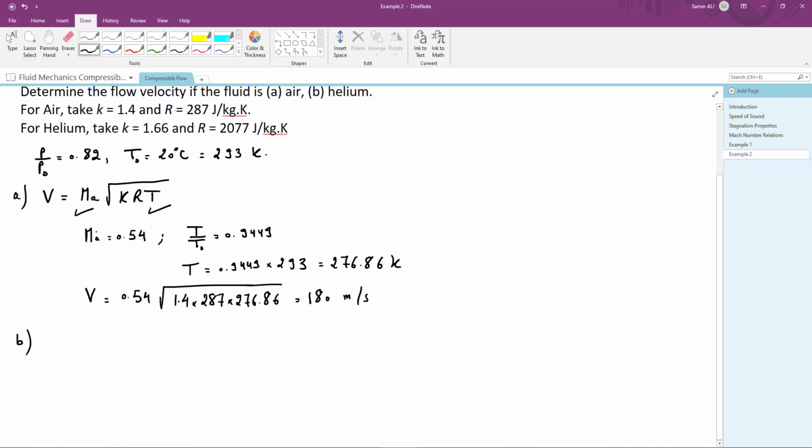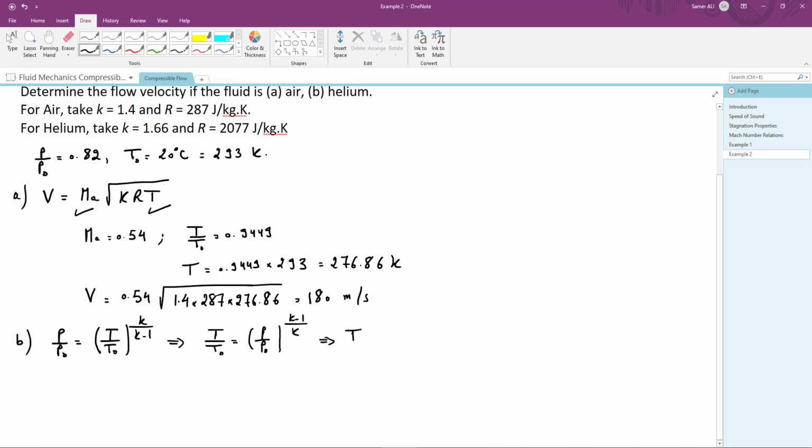So to find the temperature, we will apply the isentropic relationship between the pressure ratio and the temperature ratio. We said that P over P naught is equal to T over T naught to the power K over K minus 1. So to find T, we need to raise both sides to the power K minus 1 over K. So we will have T over T naught is equal to P over P naught to the power K minus 1 over K.